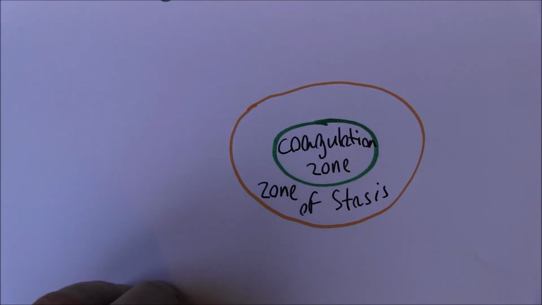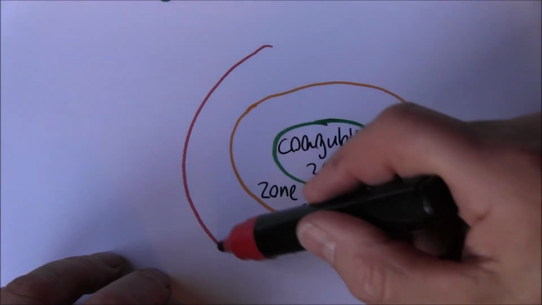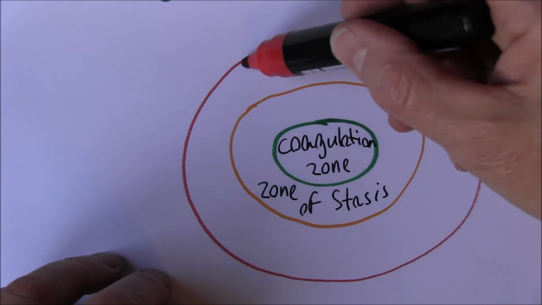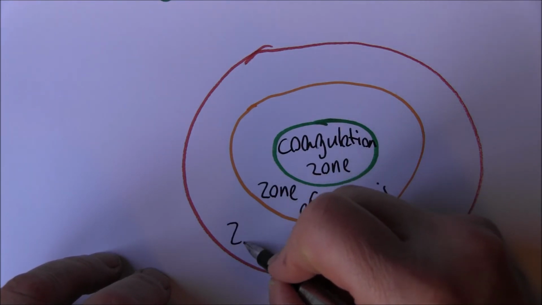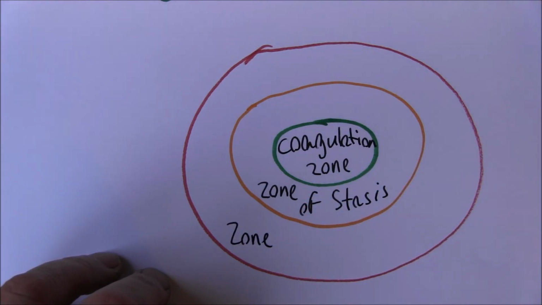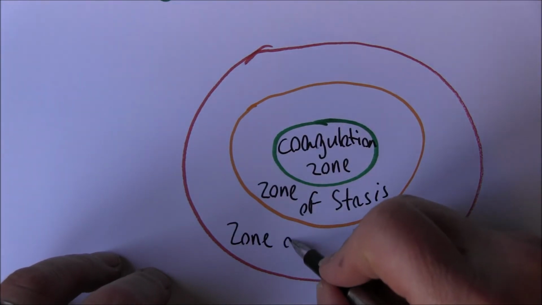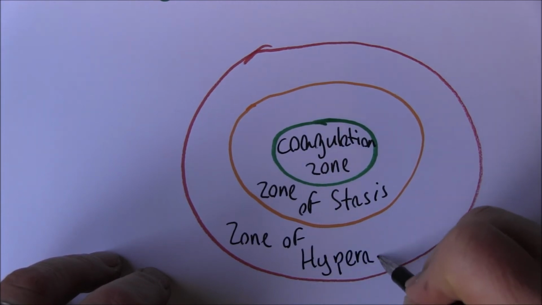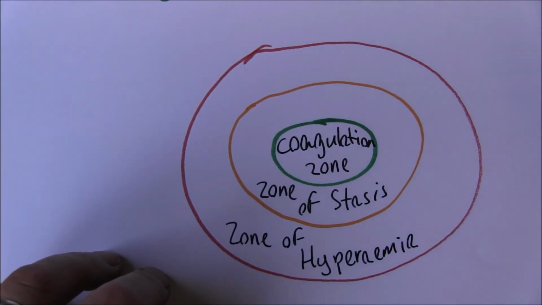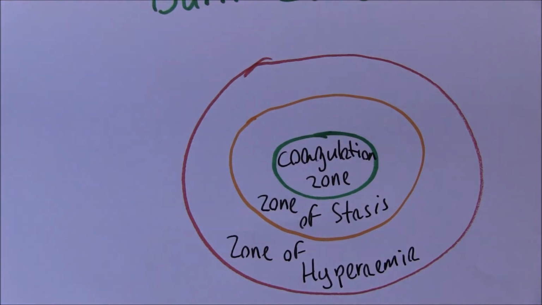And round about that, we've got another zone here, where there's been some insult to the tissues. There's inflammation in this area. So this is the zone of, and in inflammation, of course, we get redness, the hyperemia. So that's the zone of hyperemia.